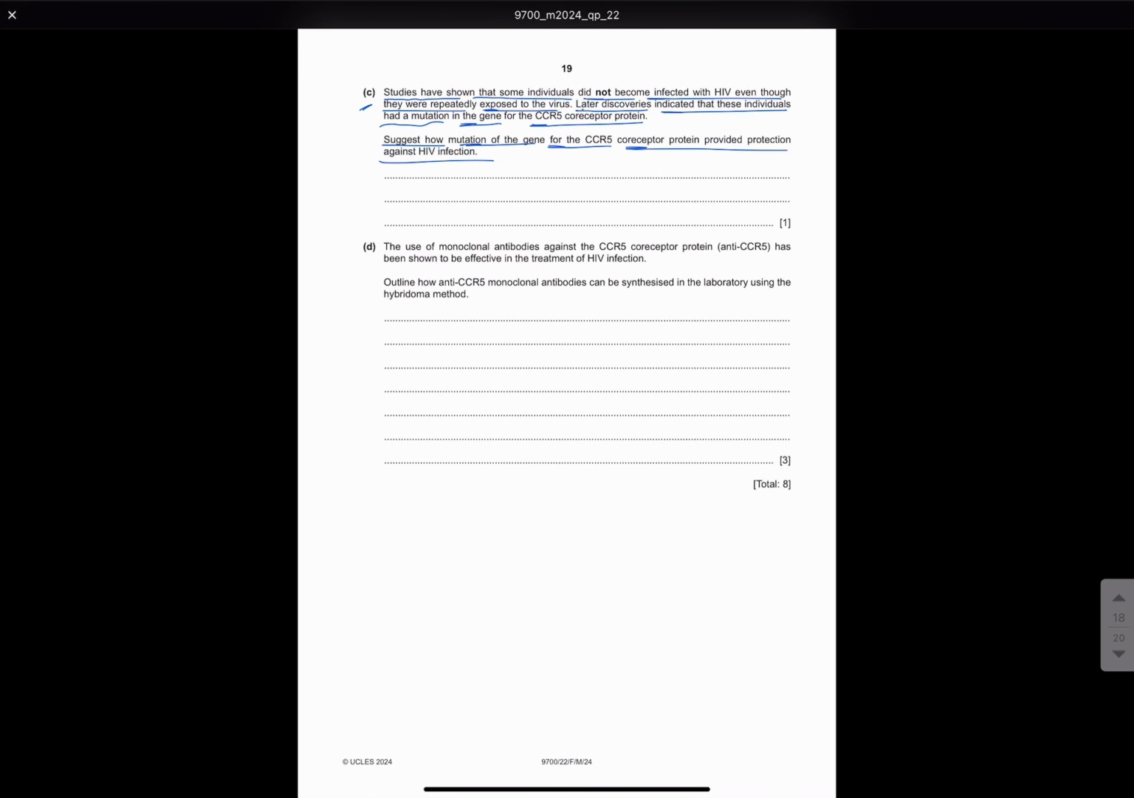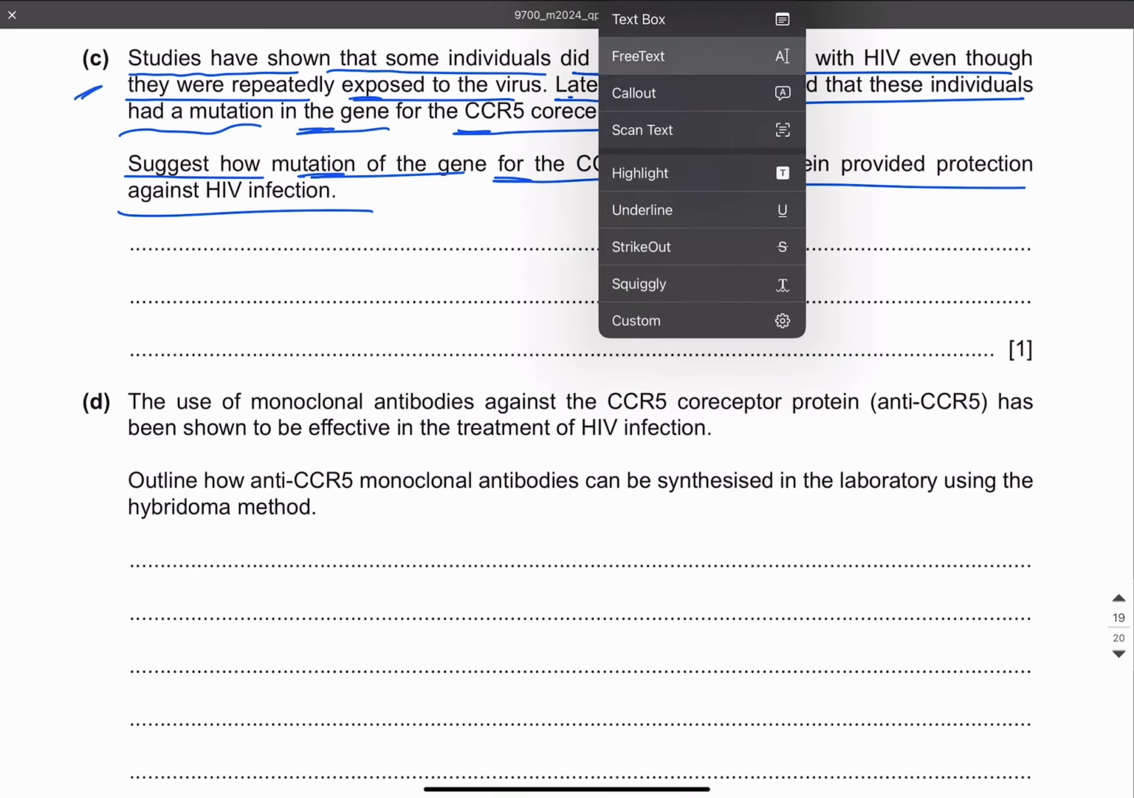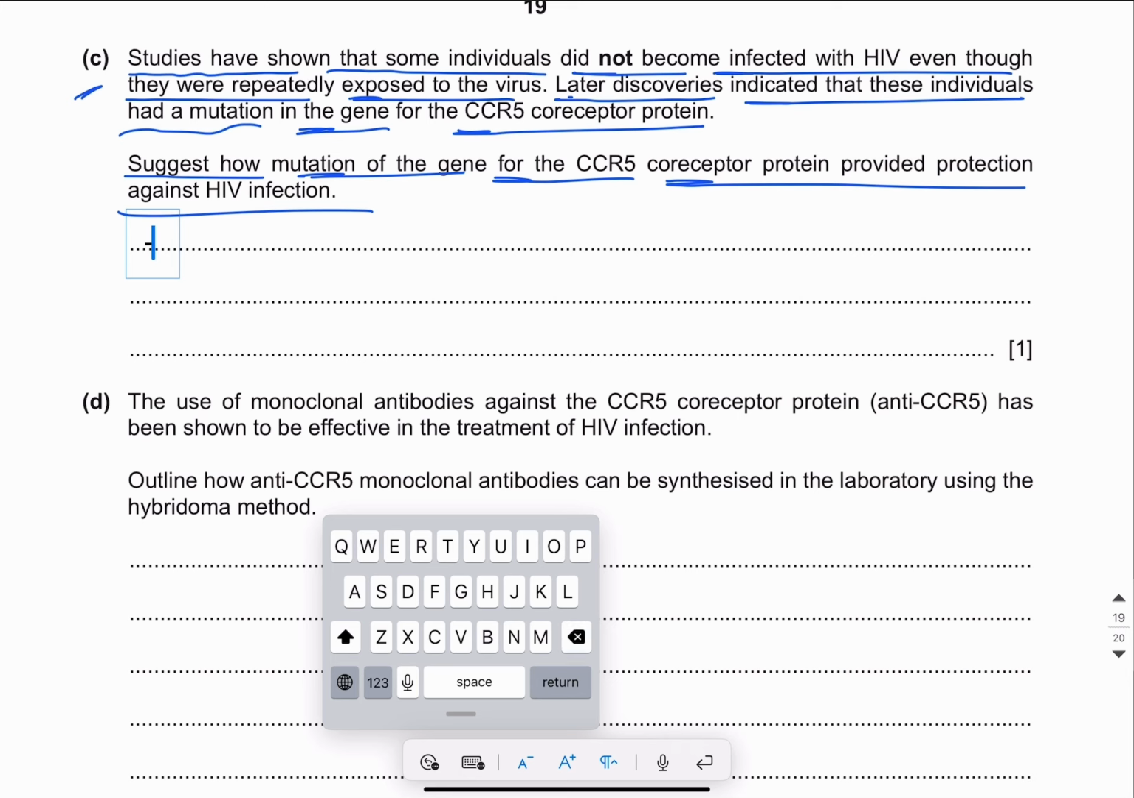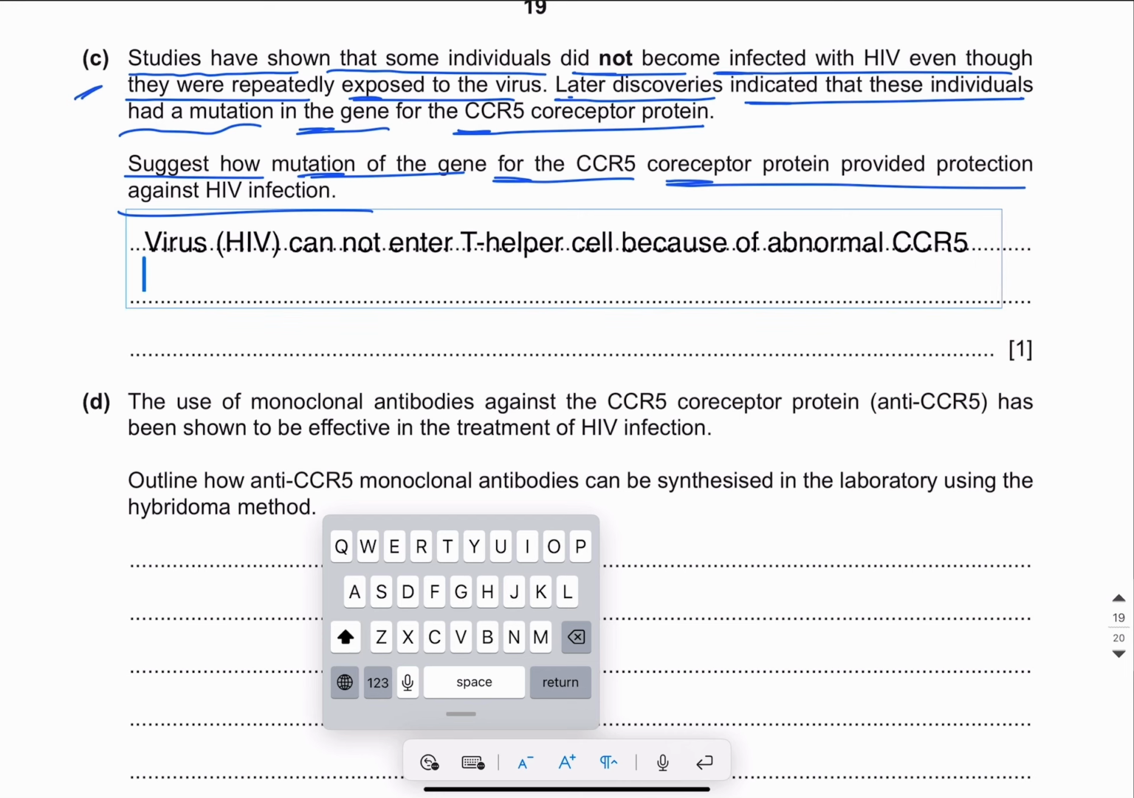So we can simply write, to suggest how the mutation of the gene for CCR5 co-receptor protein provided protection against the HIV infection, we can simply say that the virus, or HIV, cannot enter the T helper cell because of abnormal CCR5 co-receptor protein.